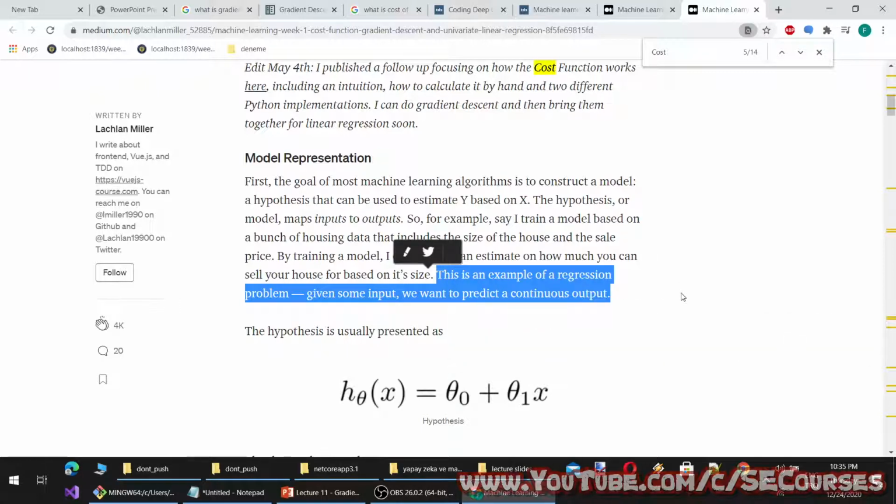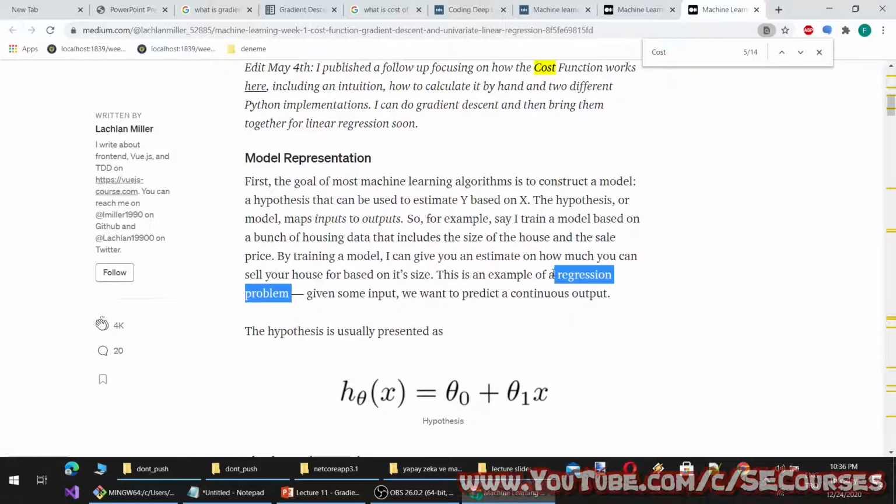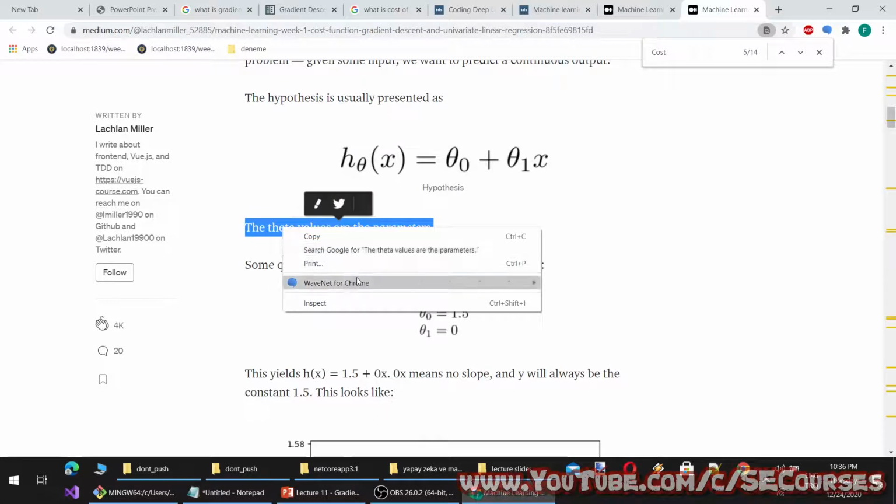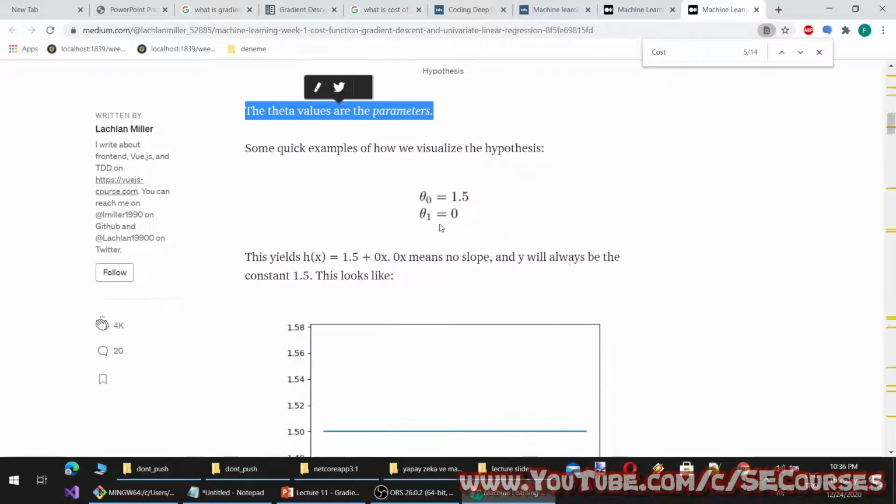This is an example of a regression problem. Given some input, we want to predict a continuous output. When you want to predict a continuous output, it is a regression problem. This is important for you to understand. The hypothesis is usually presented as h theta x equals theta 0 plus theta 1 x and such. The theta values are the parameters.